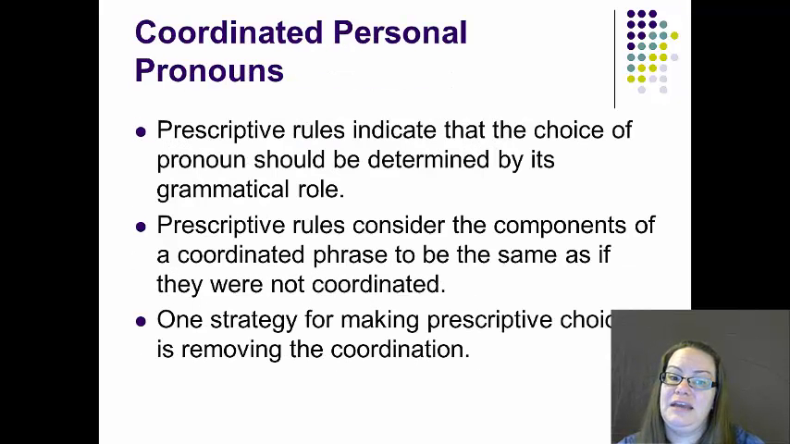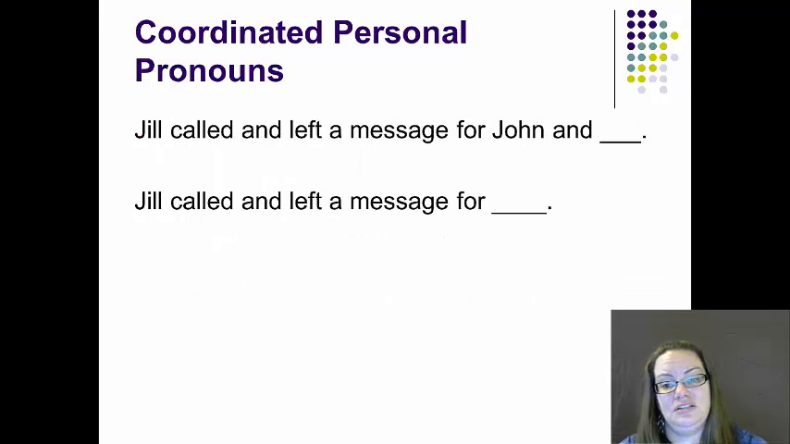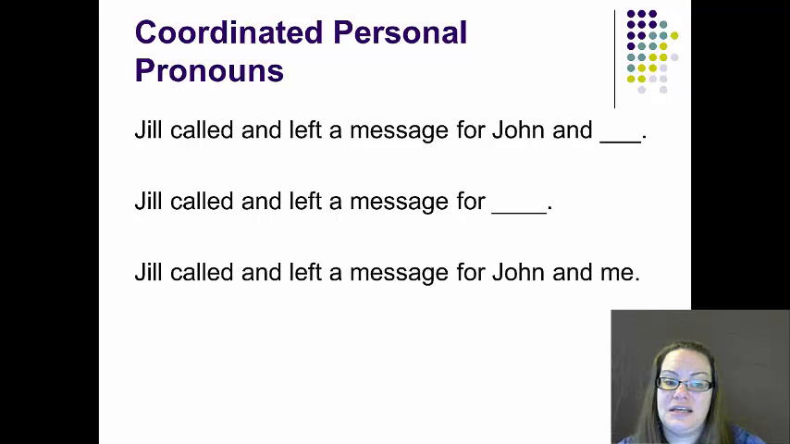Okay. Prescriptive rules indicate that the choice of the pronoun is based on its grammatical role, so whether it's the subject or object. Prescriptive rules consider the components of a coordinated phrase to be the same as if they were not coordinated. One strategy for native speakers to make these choices is to remove the coordination. "Jill called and left a message for John and blank." If I take out "John and," then it's easier for me to make that decision between I or me, because most of us would not say "Jill called and left a message for I." We would say "Jill called and left a message for me." So that tells us that even when it's coordinated, it should be "Jill called and left a message for John and me."